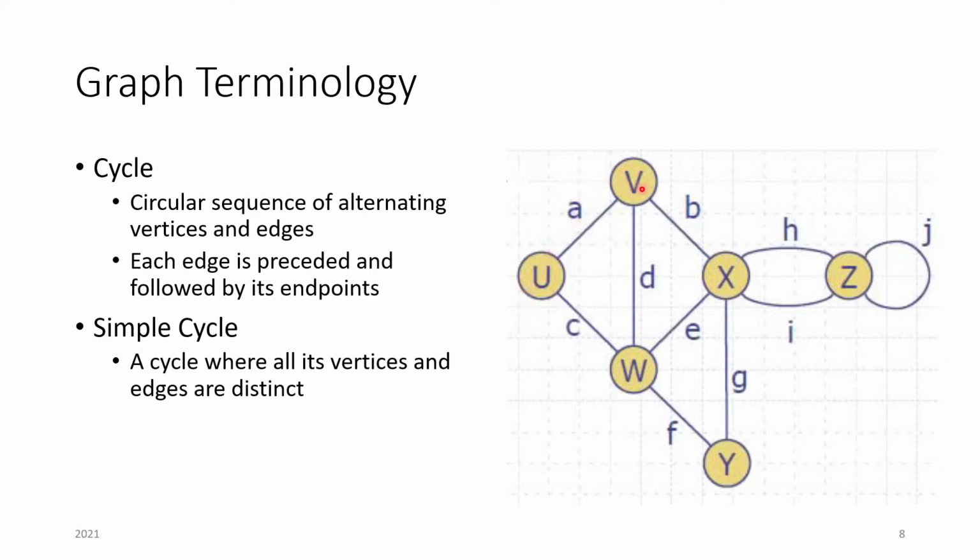But if you go U A V D W C U, this is a simple cycle because you have your start point and your end point here being the same, and no point in between the start and the end point repeats itself. So no edge and no vertex repeats itself.